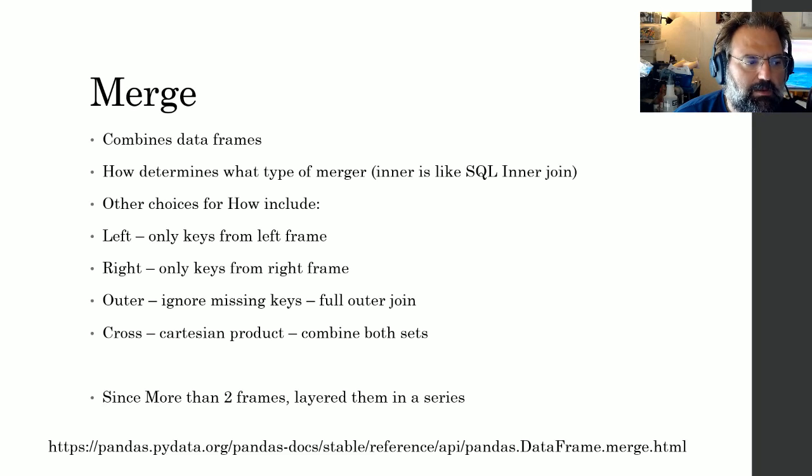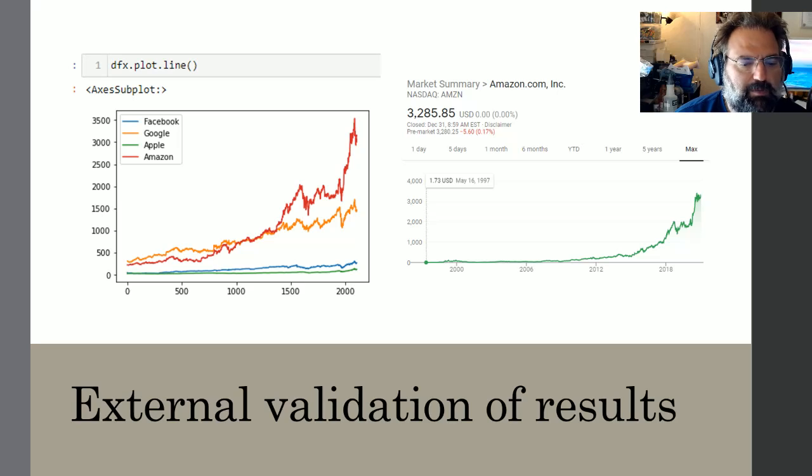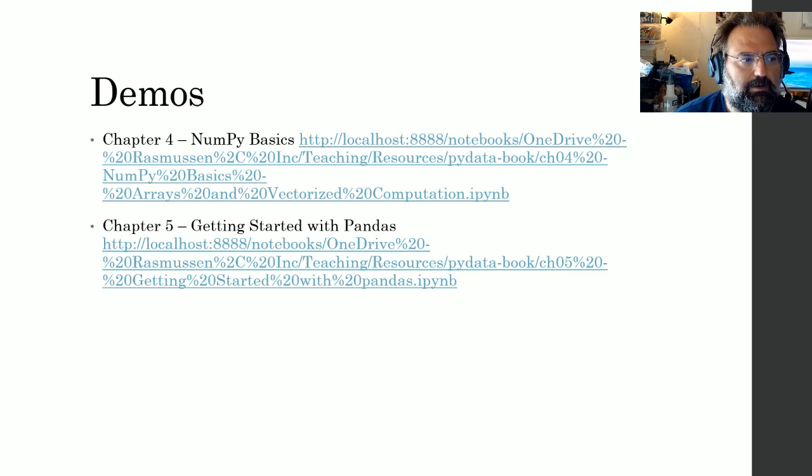So how do you do it? Left, right, outer, or cross. Probably aren't going to do cross too often, but you might. Who knows? You may want all the combinations of things in both data frames. And as I hinted, at the point that you're doing more than 2 data frames, you're going to do them in sequence, combining things together. You may also want, once you've done your work, to go out and do some validation to make sure that it looks fairly close given differences in scale and so on. So that's something to consider: validating your results using external data.